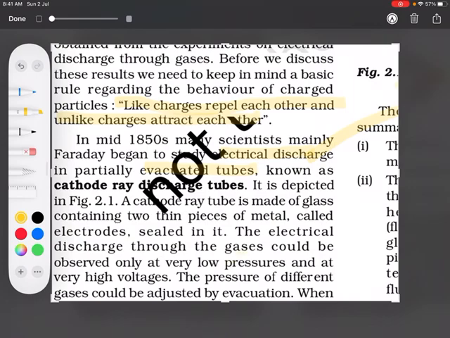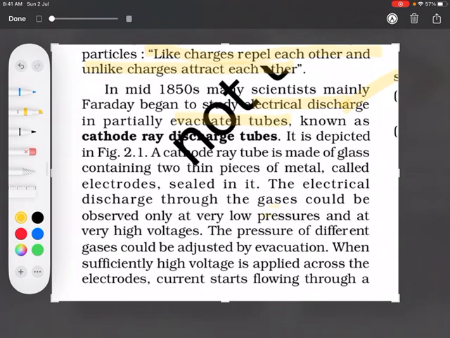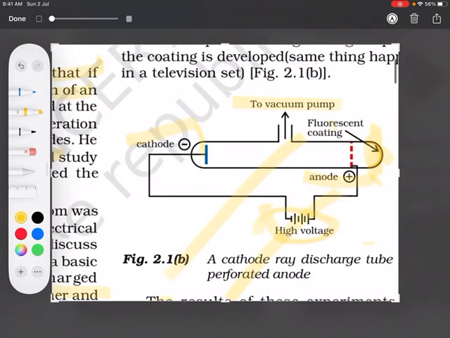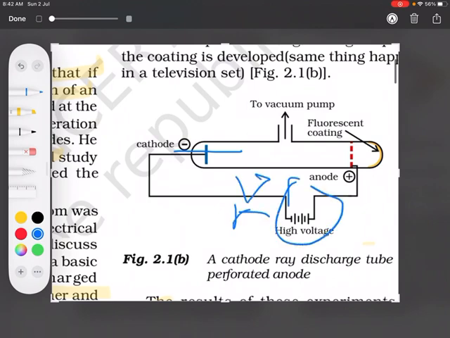It is duplicated in figure 2.1. A cathode ray tube is a glass tube containing two thin pieces of metal, called electrodes, sealed in it. The electrical discharge through a gas could be observed only at low pressure. If you pass a gas inside this at low pressure, then it is going to work. If not, it's not going to work. That's the principle here.